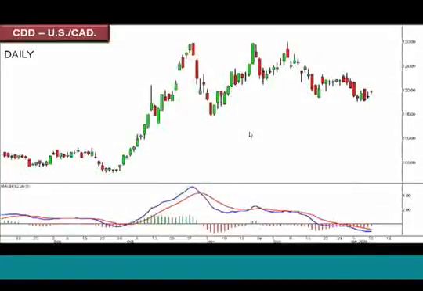Now, if we look at more recently what's happened, you can see here again we had that play into that key resistance level, that inability to make a higher high. We had our MACD crossover, and that initiated a continuation of the downtrend.